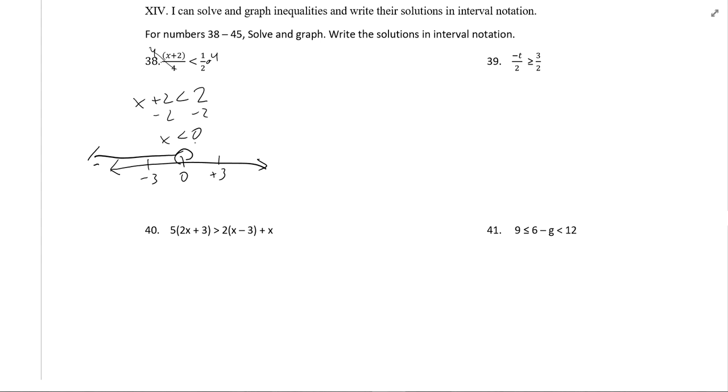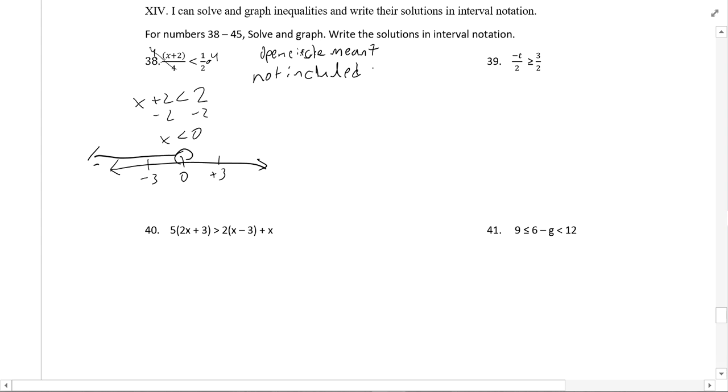So here's what you need to know about interval notation. Instead of using an open circle, we use a parenthesis. Open circle means it's not included as an answer. So like you can't say 0 is less than 0. It's not true. 0 is equal to 0. So you have to choose numbers that are lower, like -1 is less than 0. So an open circle meant not included. This is not included, so you would use a parenthesis, okay?